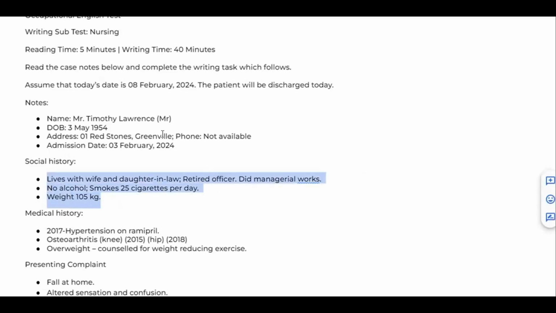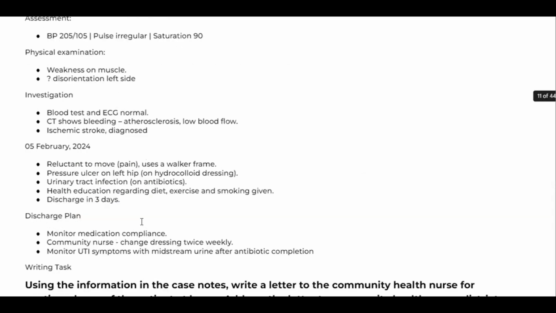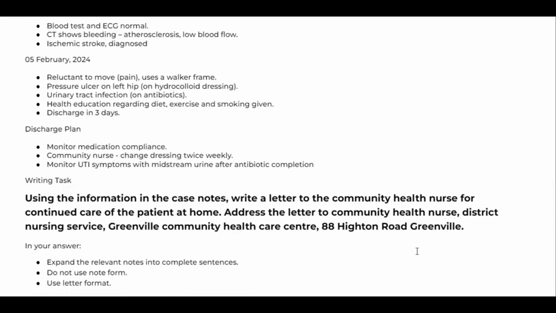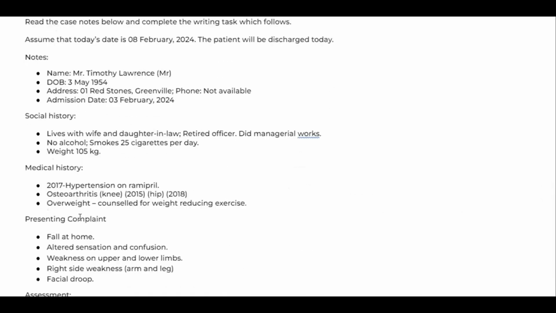And what is his address, please? This is Greenville. His house is in Greenville. And where is the community health nurse? That is also Greenville, same place. That is also a clear indication that this is a known case. So you don't have to include it, because the community people very clearly know that he's taking Ramipril for hypertension. Definitely they know that. And even this is also known to them.